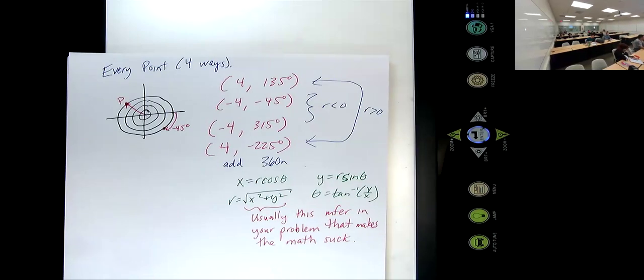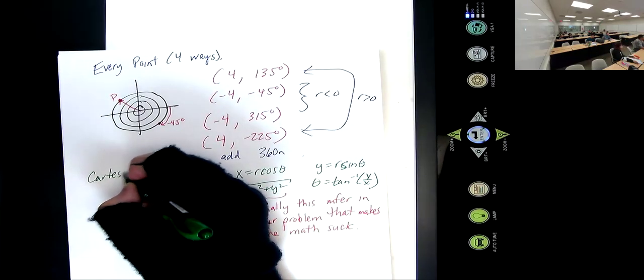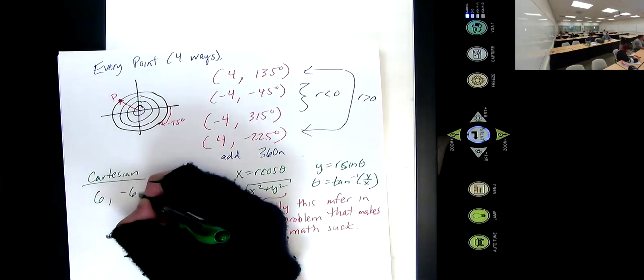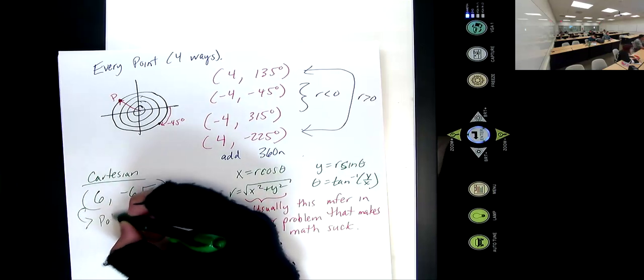So let's say we had the point, this is in Cartesian, (6, -6√3). Okay. Rewrite this in polar.